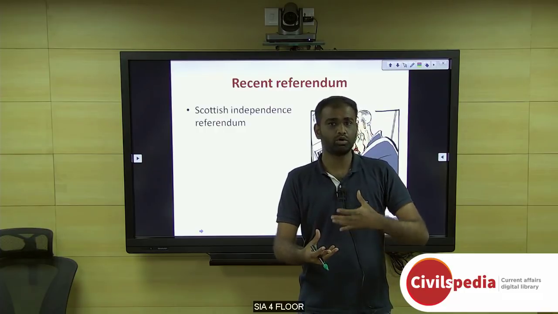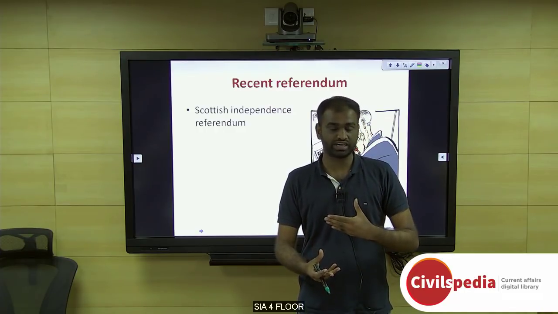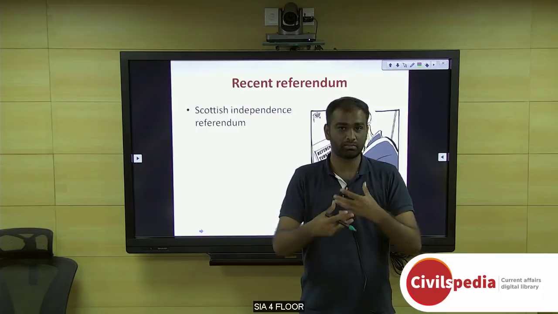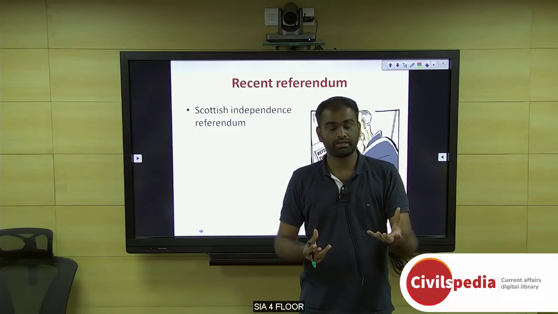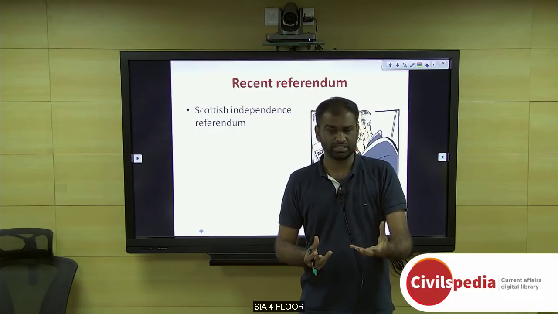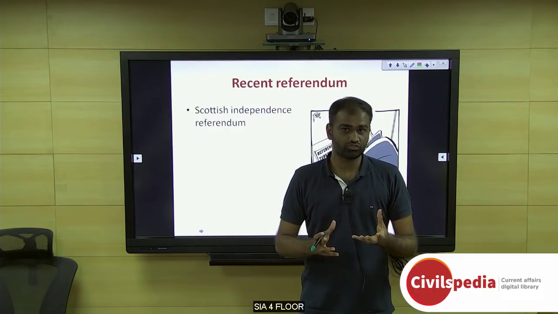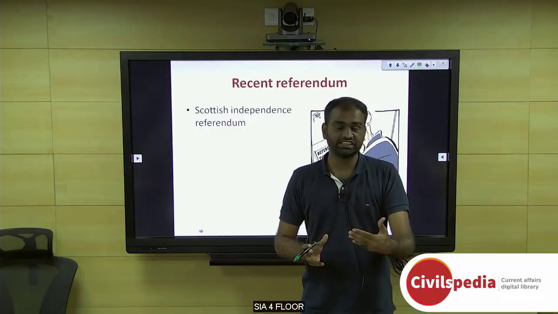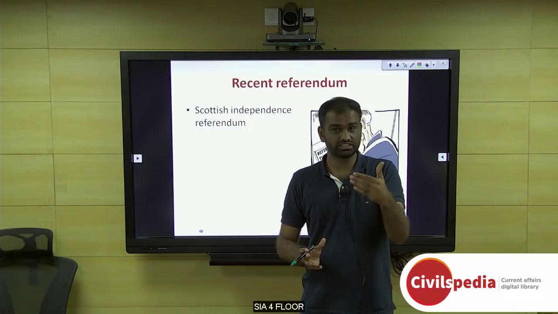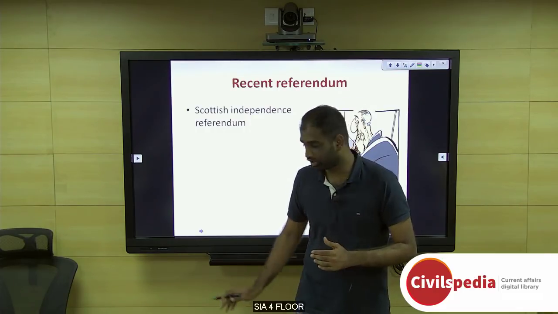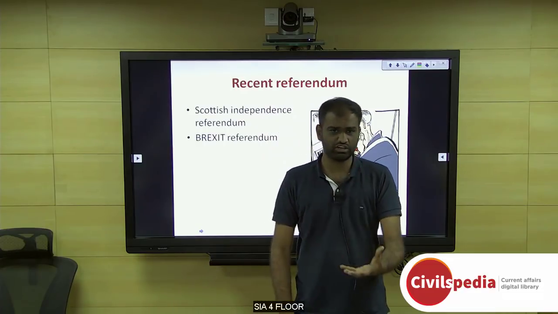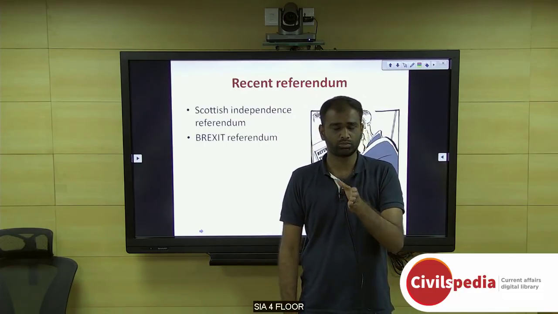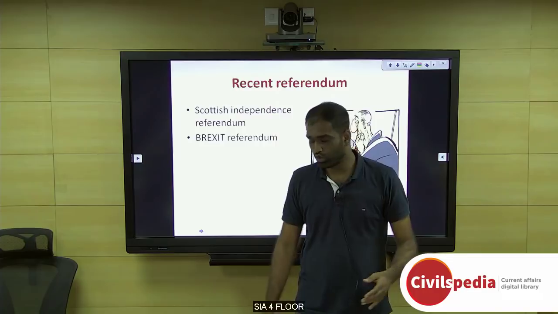It is basically about Scotland coming out of the Union of United Kingdom, because the United Kingdom is an amalgamation of many nations like Britain, Scotland, Northern Ireland, and many other British territories. So it's an amalgamation of many British territories that is called the UK. Scottish independence referendum is about whether Scotland should come out of that union or not. The next one is a very famous one, the Brexit referendum. It talks about whether the UK should come out of the EU or not.